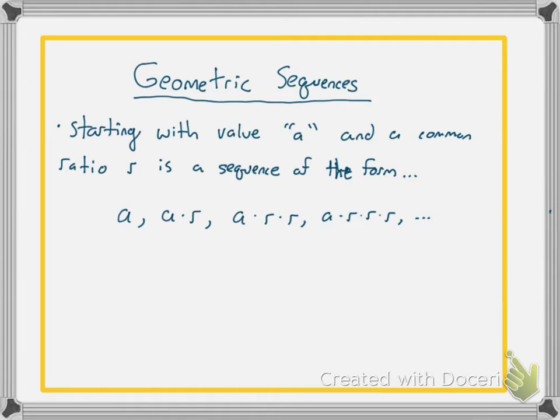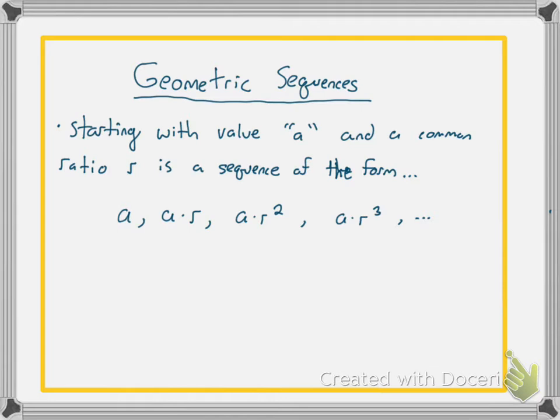So it's similar to an arithmetic sequence, but instead of adding a number every time, we're multiplying some common number every time. And we can simplify this to a times r squared, and then our fourth term would be a times r cubed. So you can maybe see the pattern a little bit better this way.